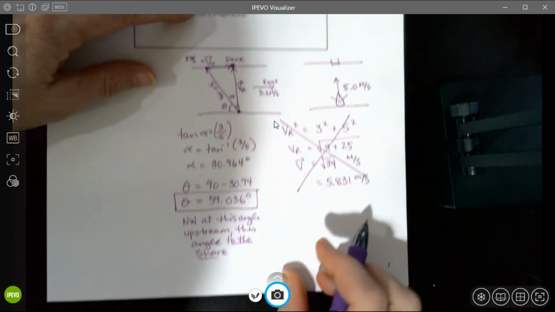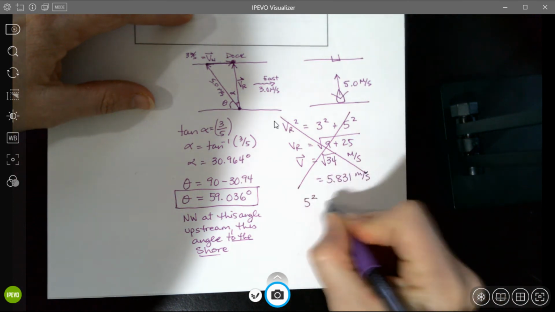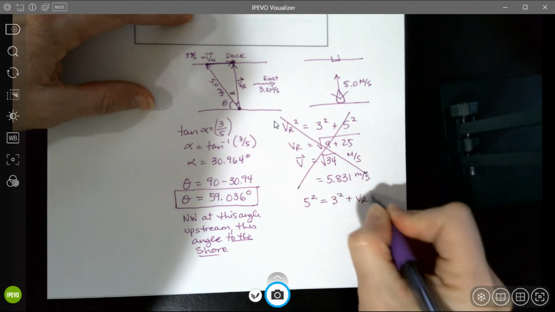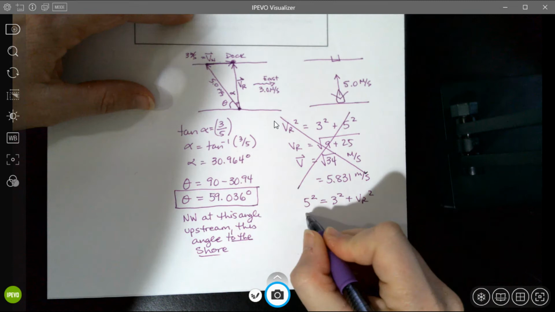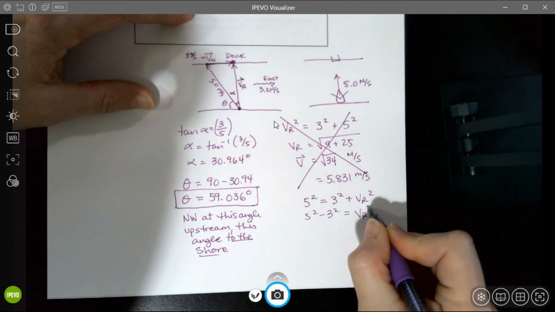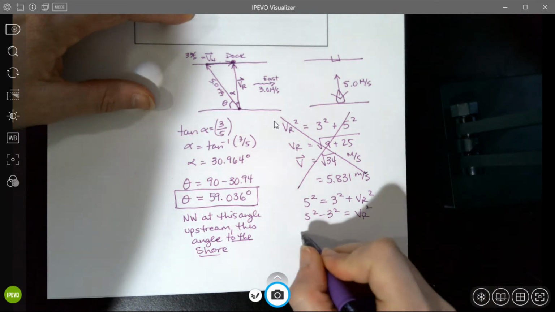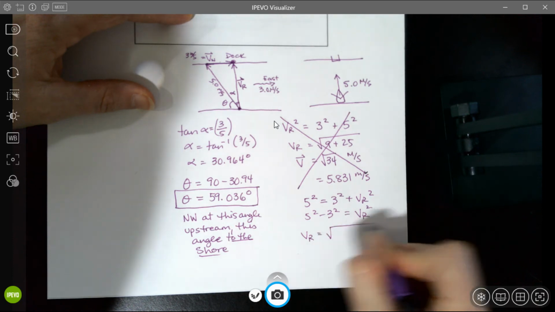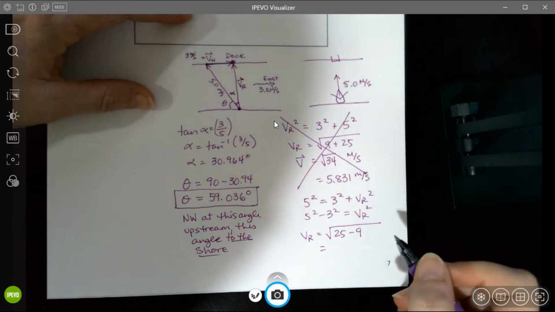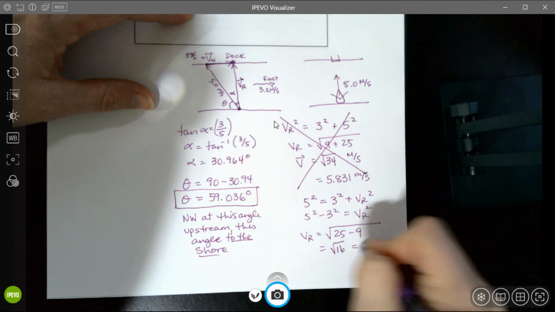So I have to go back and I have to say, wait a minute. It's actually 5 squared, the hypotenuse, equals 3 squared plus VR squared. So 5 squared minus 3 squared equals my resultant velocity squared. So VR is going to equal the square root of 25 minus 9. Well, 25 minus 9 is 16. So the square root of 16, which equals 4.